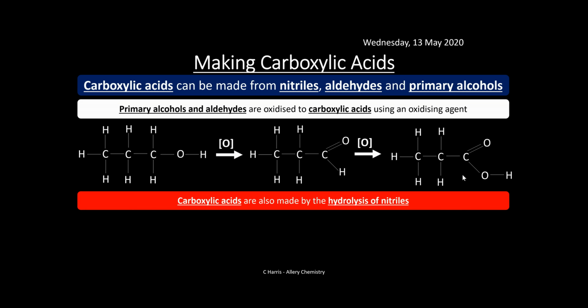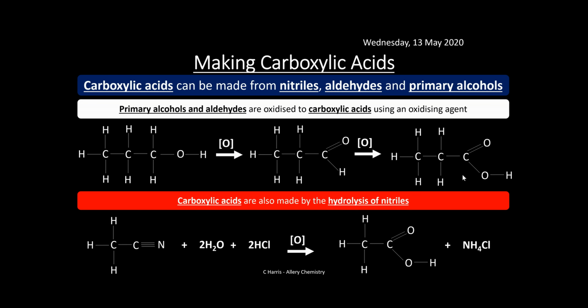Carboxylic acids are also made by the hydrolysis of nitriles. So there's our nitrile, reacting it with water, hydrochloric acid, an oxidizing agent, and we form our carboxylic acid and ammonium chloride as a product.